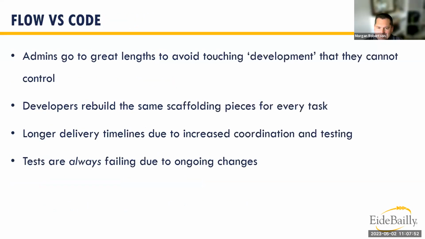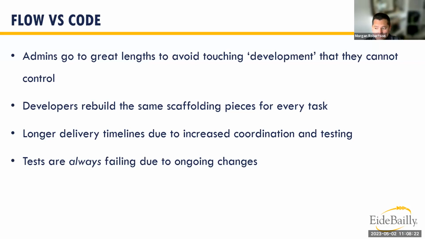So let's talk about the paradigm, right? For the longest time, it's either been, do I use a flow or do I use code? Admins would go to any length to avoid having to touch development because they lose control, right? I can no longer maintain this myself. I can no longer update this myself. I'm always tied to that Salesforce development skill requirement to make these things happen.